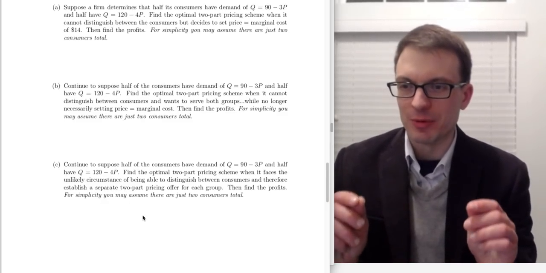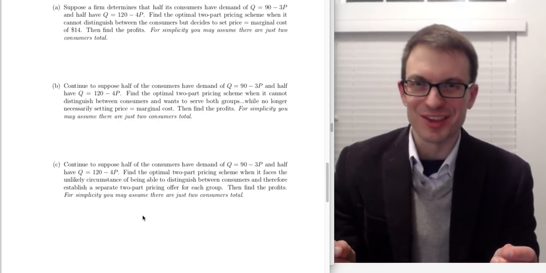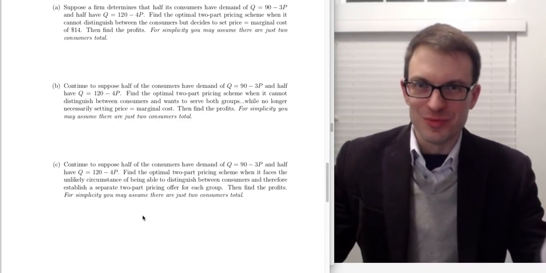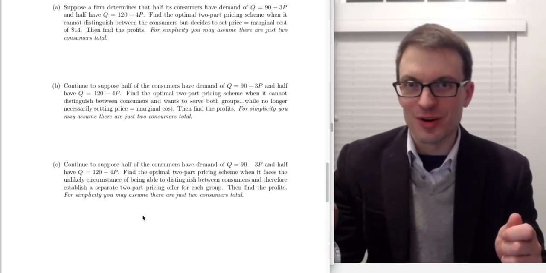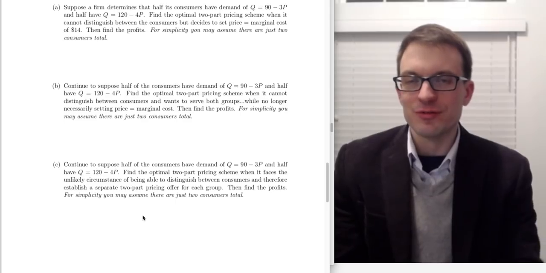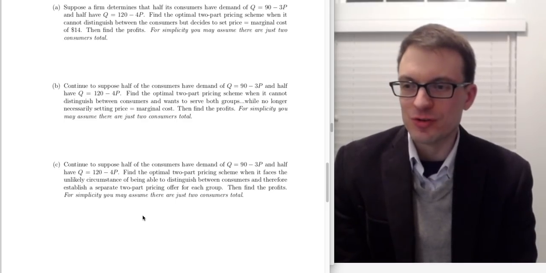And then part C, where we're able to distinguish between our groups. This is like third degree price discrimination. We've now got the two different groups. With your ID card, you say, oh, I'm a student, oh, I'm not a student, and then you give your respective offer to those two groups.